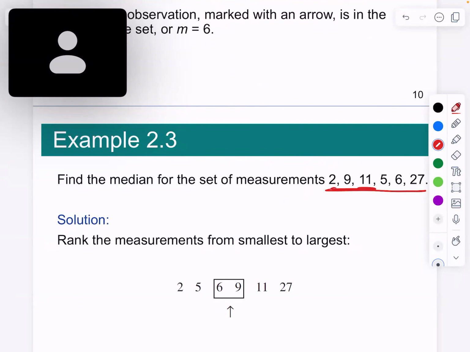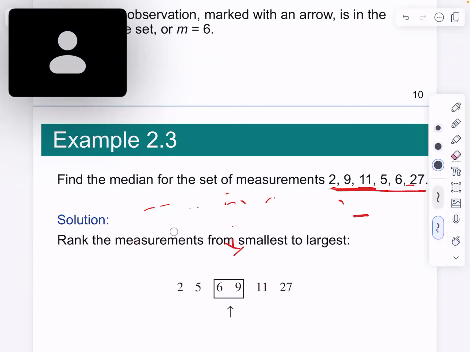So you sort them first. Accordingly, I can sort from largest to smallest. Let me try largest to smallest: 27, 11, 9, 6, 5, 2. So the middle one is 9. To the right of 9, I have this; to the left, I have this. So, wait, sorry, that's a mistake.